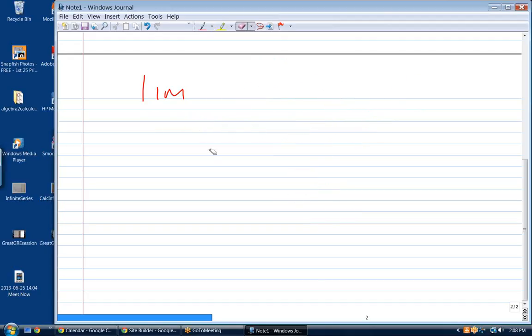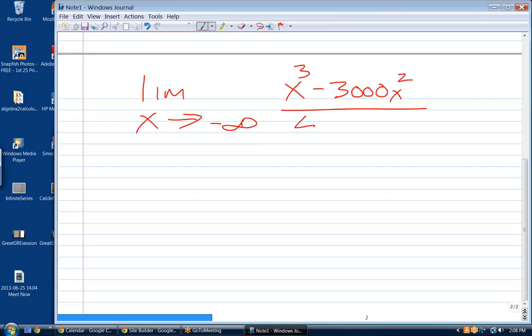Once again, estimate the limit numerically as x approaches -infinity this time. The limit of x cubed minus 3,000 x squared over 4x cubed plus 8,000. Okay. So in this case, when the limit is approaching -infinity, it's not as clear that it's 1/4.